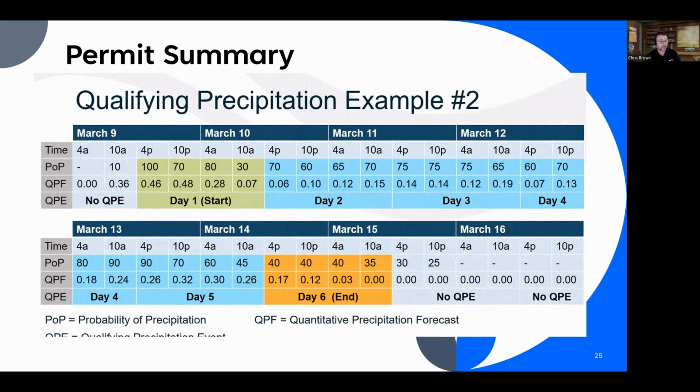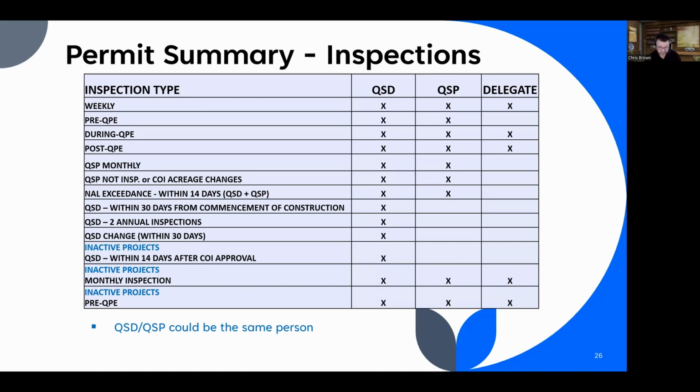Okay, so I know that was a lot, but look at this slide. This is a great slide because it has all the inspections in one. So there are the site inspections that I was talking about, and the biggest thing, I'll just point this out, is that notice there's no check in that box. So pre-QPE inspections are done by the QSP or a QSD. And then there's the QSP monthly, their NOT inspections, COI, now exceedance inspections, the QSD inspections we talked about, 30 days, annuals, now exceedances, approved COIs right down here.